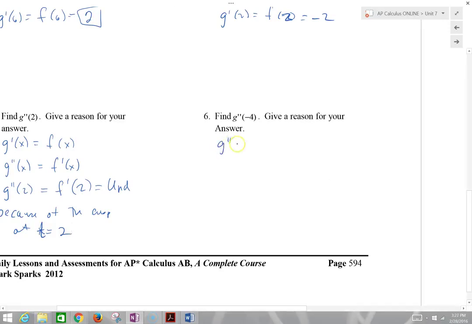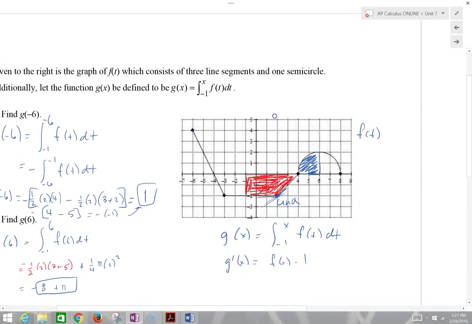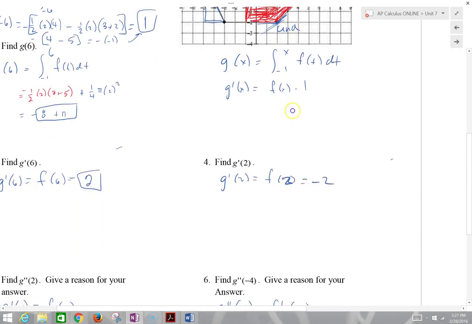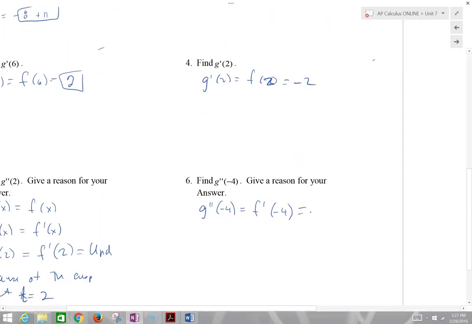So g double prime of -4 is going to be equal to f prime at -4. And at -4, we can find that slope. Let's see. 1, 2, 1, 2, 3, 4. That slope is -2. The slope of f of t at t equals -4 is equal to -2.